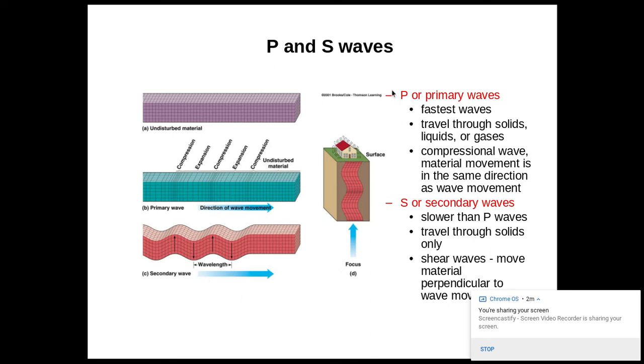So P is a primary wave. It's the fastest wave, and it goes through solid, liquid, and gas. All right. S wave is slower than a P wave, and it can only travel through solids. So P is the fastest, S is slower. Now, because these two waves move at different speeds, we are able to figure out a lot of different things from that. And that's what we're going to be doing as I continue.